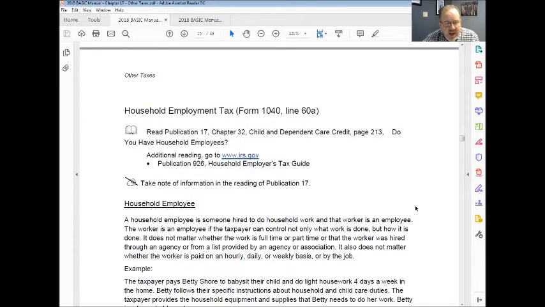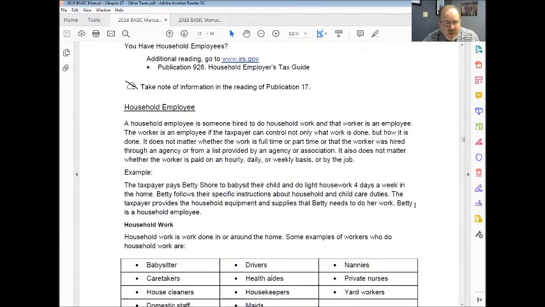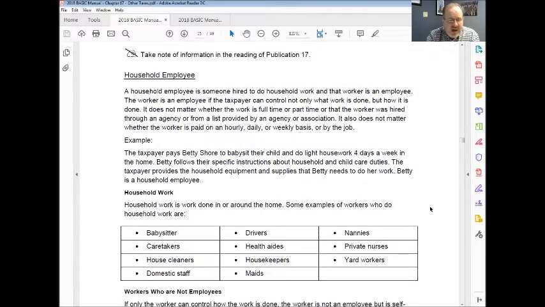Household employment tax. A household employee, as it talks about there, and you see the examples there, is somebody doing household work around the home. Babysitters, as shown in the example, a babysitter who's there to take care of the child and do light housework 4 days a week. There are specific instructions, they provide the equipment, and they may set their schedule, say you have to be there Monday, Wednesday, Friday at 8 a.m. They really are a household employee because you've developed an employer-employee relationship. So that's where they would be subject to this household employee tax.